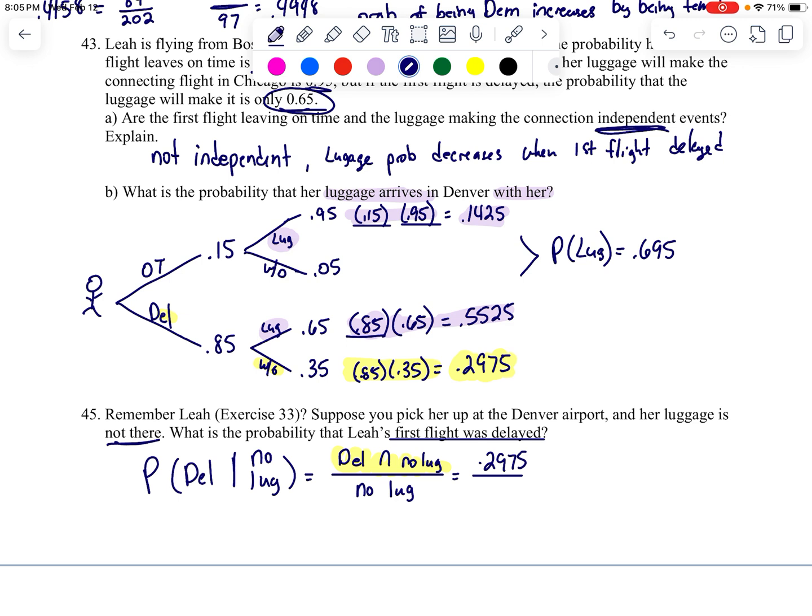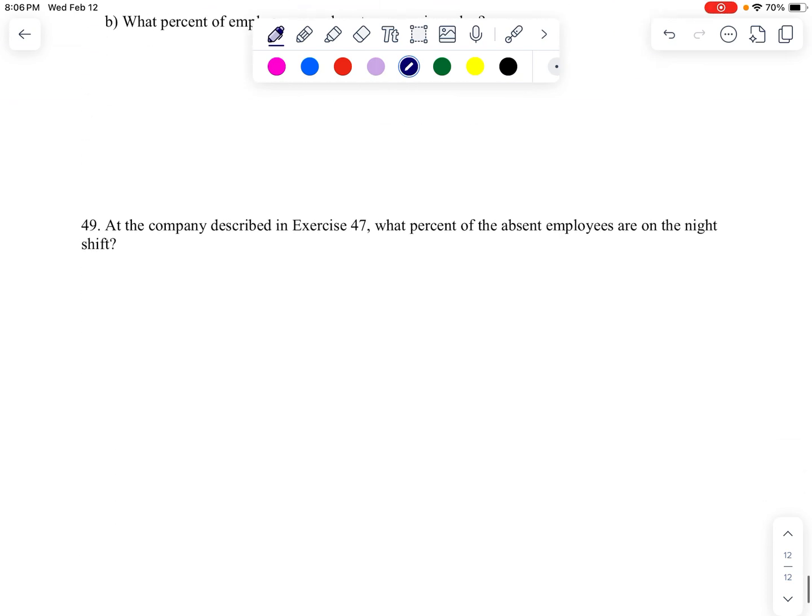Now, I also need no luggage. The problem is my other no luggage is going to be right here, so I would also need 15 times 0.5. Or, since I know what the likelihood of luggage was, 0.695, the probability of no luggage is going to be 1 minus 0.695, so that's going to give me a 0.305. And so that means there is a very high chance that our first flight was delayed.